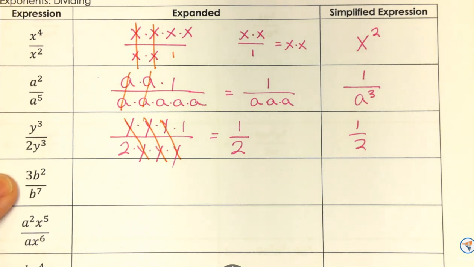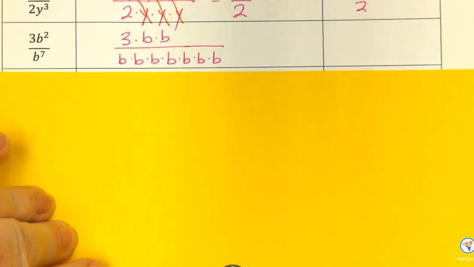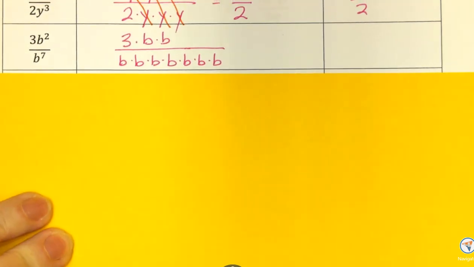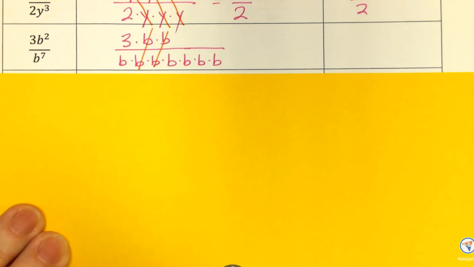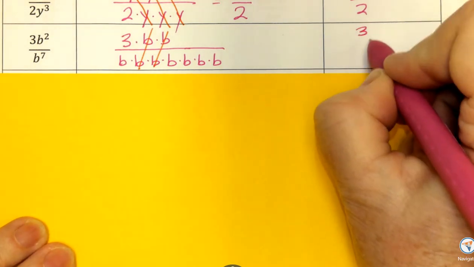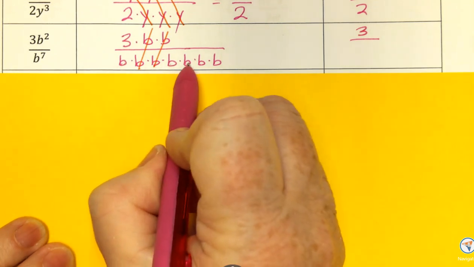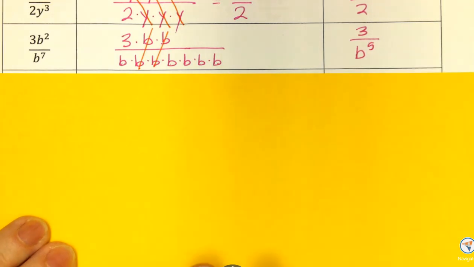All right, so I'm going to pause the camera, give it a try, and we'll come back. All right, so let's look at these one at a time. When you write them out, you just cancel out the things that overlap, and you're telling me what you have left. I have a 3 on the top, and I have 1, 2, 3, 4, 5 b's on the bottom.